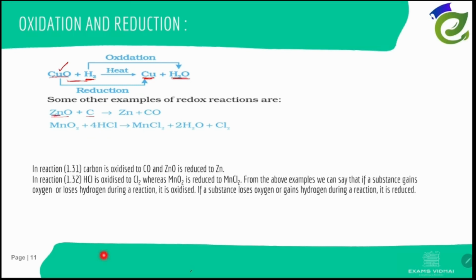Here zinc is getting reduced. Why is it getting reduced? Oxygen is removed. Therefore zinc is getting reduced and copper is being oxidized because oxygen is getting added. And in this reaction, manganese is getting reduced because oxygen is being removed, and hydrogen is getting oxidized. And for chlorine, nothing is happening.